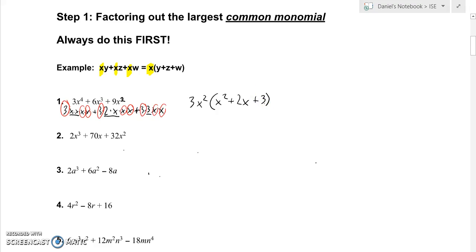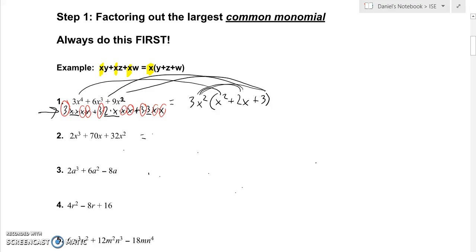Usually we think in our heads, okay, they have a 3x squared in common, so 3x squared times what gets me 3x to the fourth? 3x squared times what gets me 6x cubed? 3x squared times what gets me 9x squared? So when I go down to the next one, I'm going to be skipping this line. That's a helpful line if you need it, but if you don't need it, you can just see the common factors. You'll be a much faster factorer.